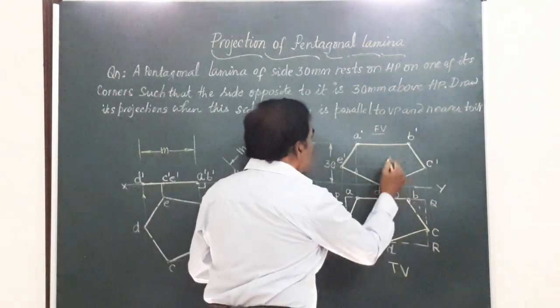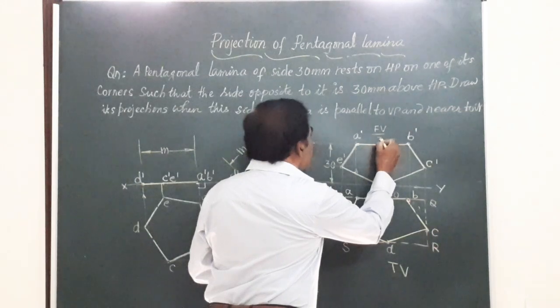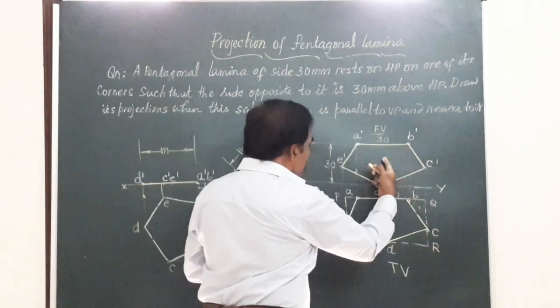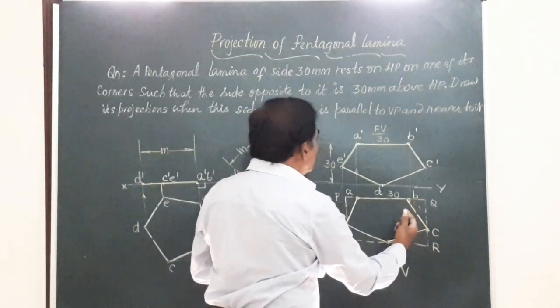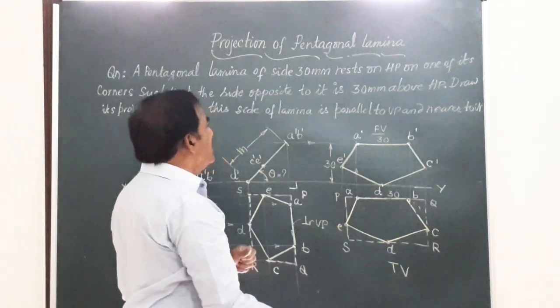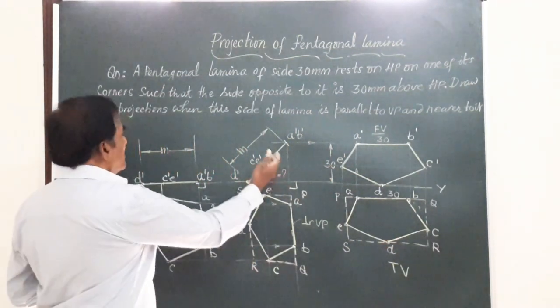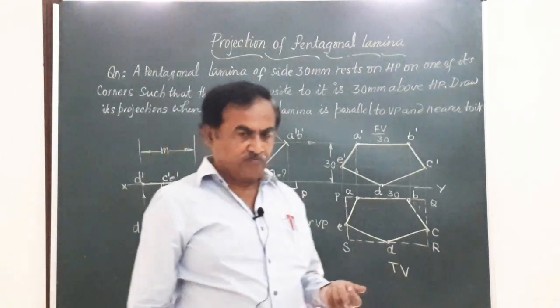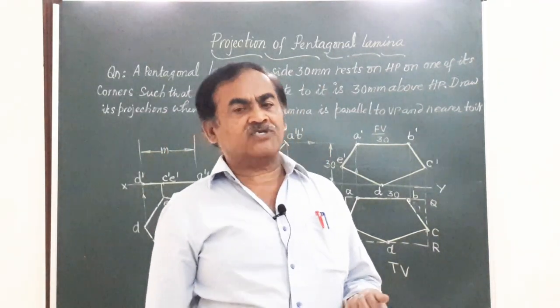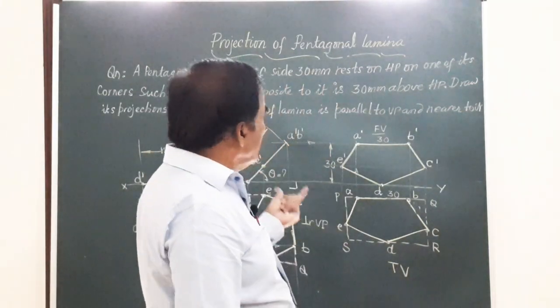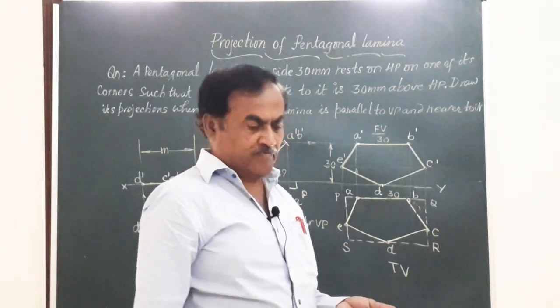And remember, this side will also be equal to 30. That is A dash B dash is equal to 30. This AB is also 30 because they are parallel to the HP. Friends, I hope you are all convinced with the presentation made on this pentagonal lamina.